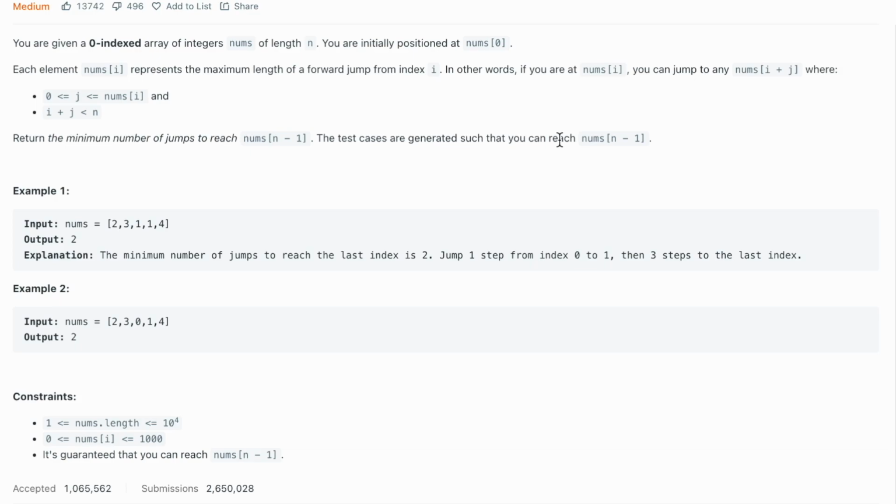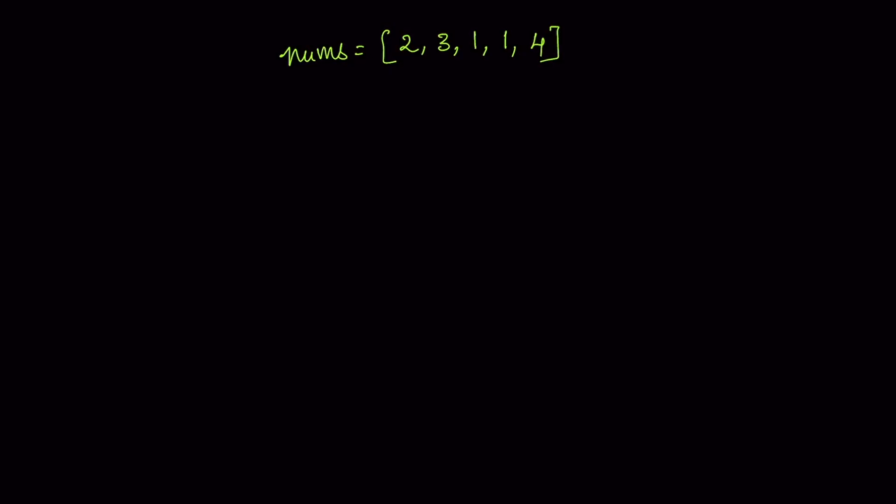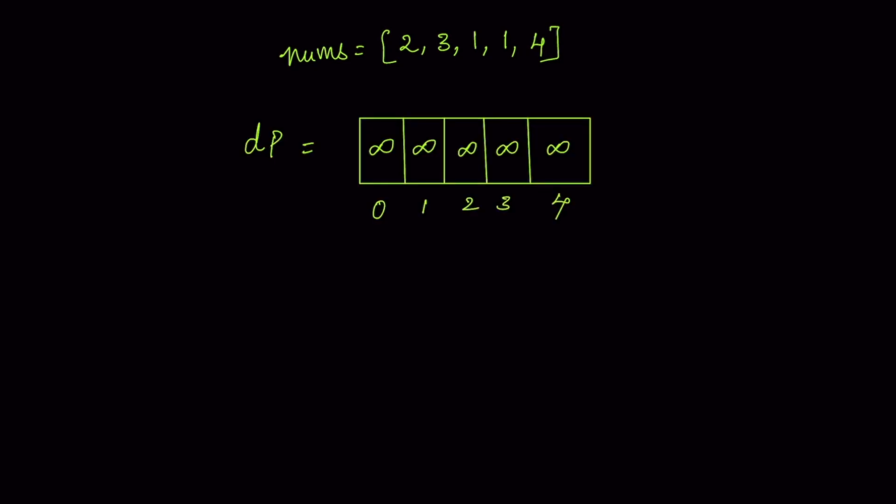Let's go into the explanation part of it. Let's consider the nums array to be [2, 3, 1, 1, 4]. The first step that we are going to do is make use of a dynamic programming array. In this dynamic programming array, I am going to store the minimum number of jumps that is required to reach each index.